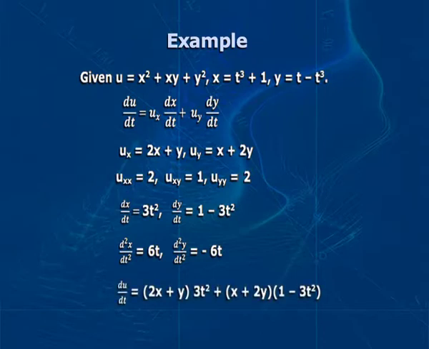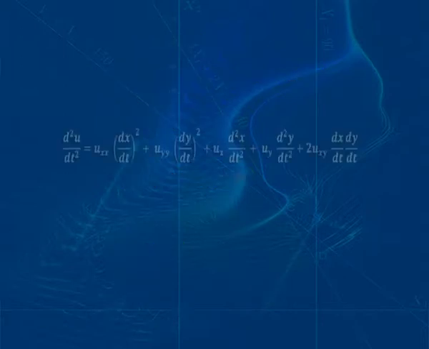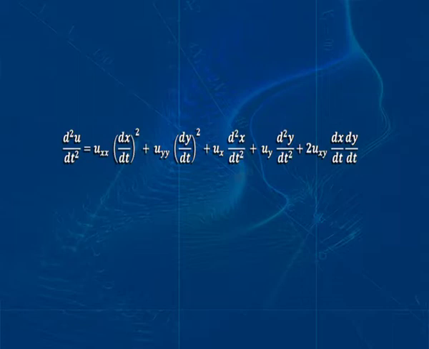Du by dt equal to (2x plus y) into 3t square plus (x plus 2y) into (1 minus 3t square). D square u over dt square is equal to uxx into (dx by dt) whole square plus uyy (dy by dt) whole square plus ux into d square x upon dt square plus uy into d square y upon dt square plus 2uxy dx by dt into dy by dt, which is equal to 30 t raised to 4 minus 42 t square plus 60 plus 2.